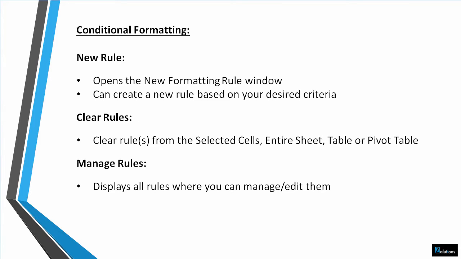Finally, we have the New Rule, Clear Rules, and Manage Rules options. The New Rule option opens the New Formatting Rule window. Here you can create a new rule based on your desired criteria. The Clear Rules option allows you to delete or clear the conditional formatting from either the selected cells, the selected worksheet, a table, or a pivot table. The Manage Rules option displays all rules where you can then edit or manage each one.